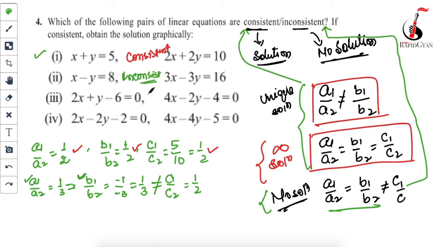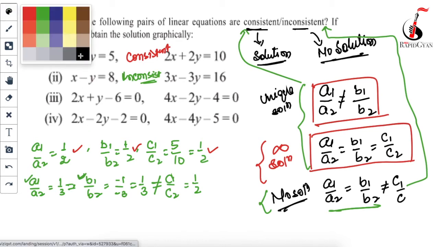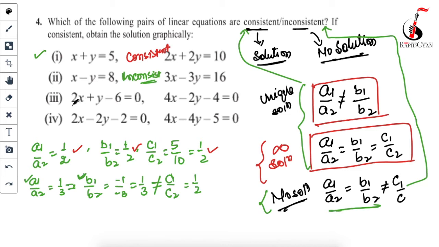Hope it's clear, guys. Now coming to the third part. Third part is beta, it's quite straightforward. Why am I saying straightforward? See here, beta, if you are seeing over here, a1 upon a2, this is 2 upon 4. a1 upon a2 is 2 upon 4, which is 1 by 2. Correct? So I will just consider this as a1 upon a2, which is equal to 1 by 2.